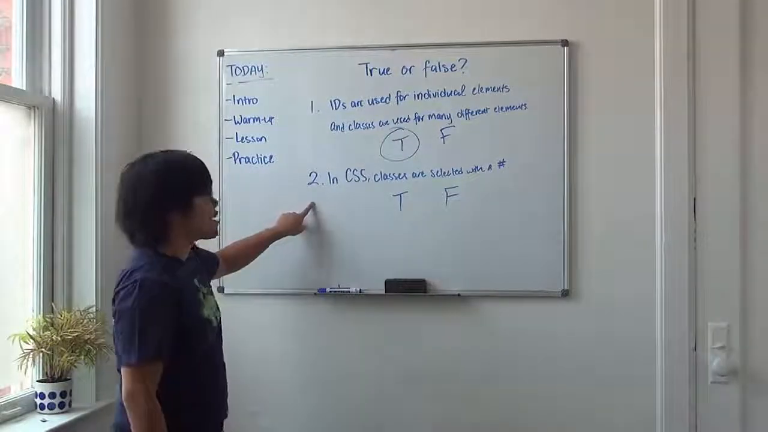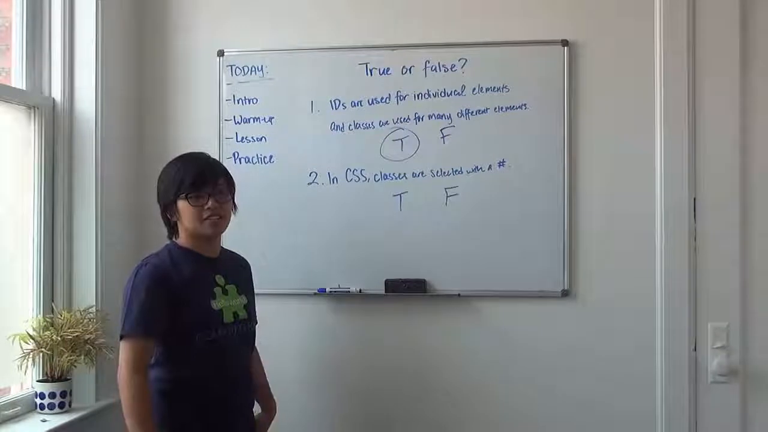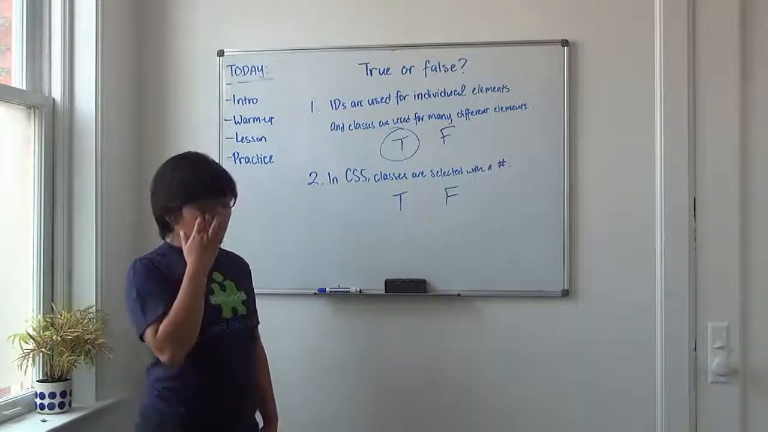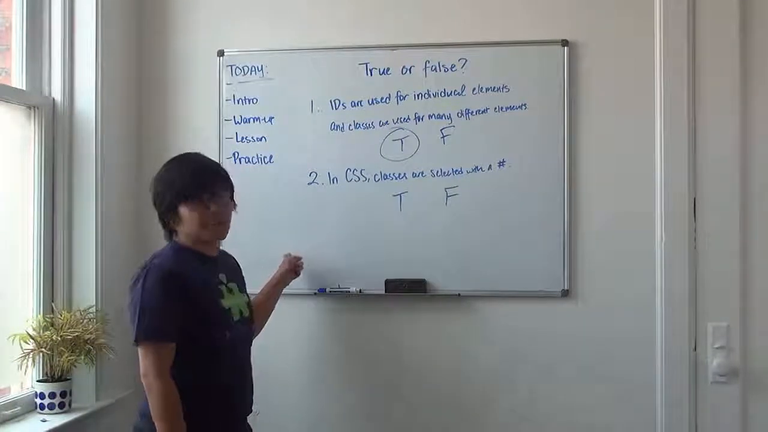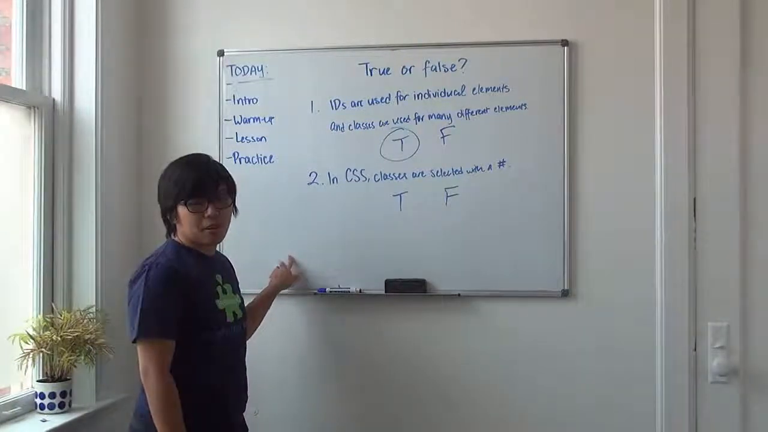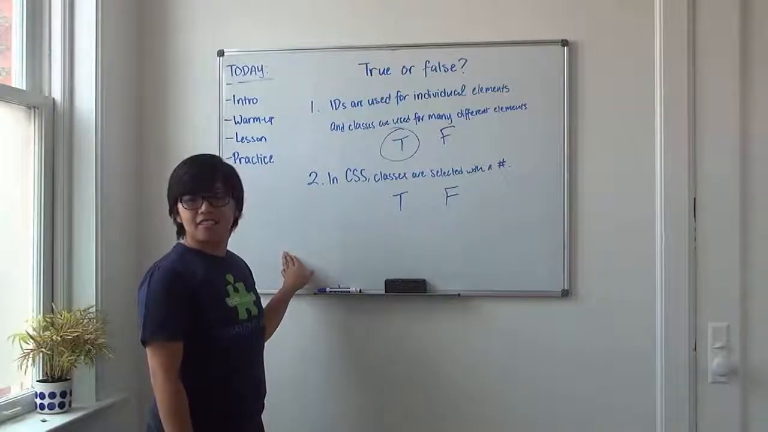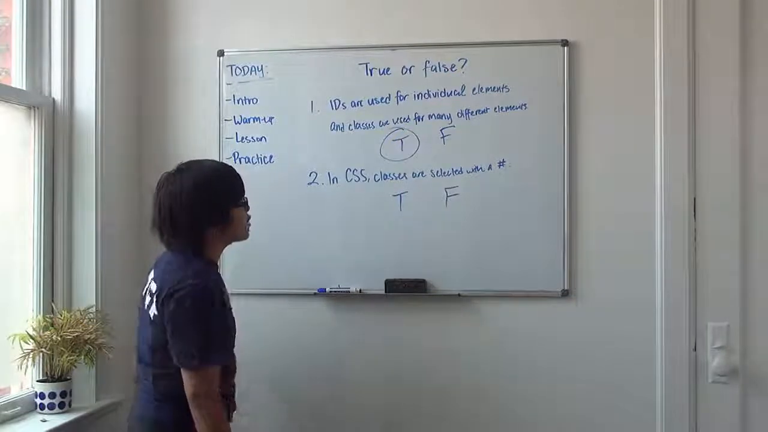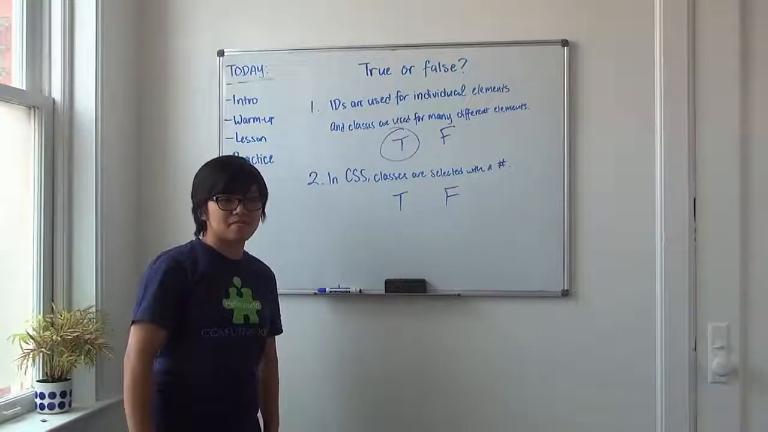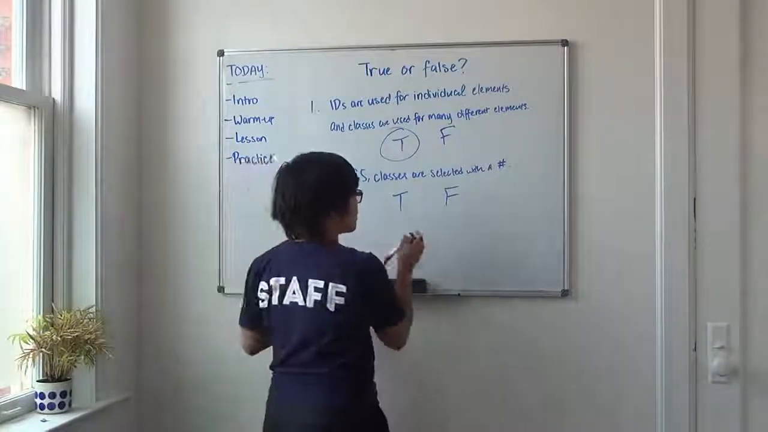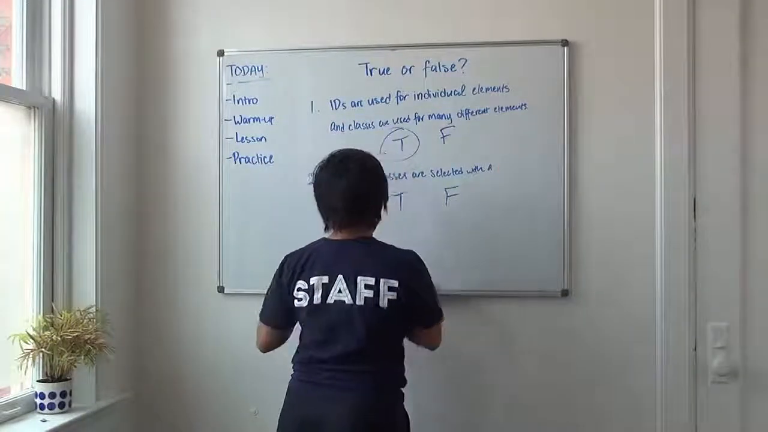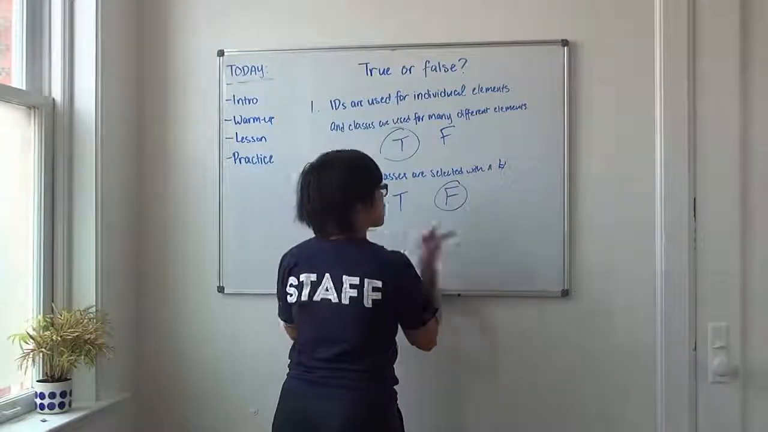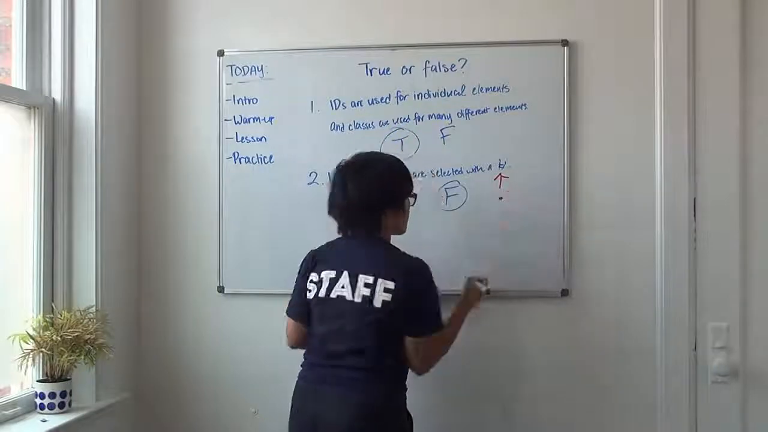How about this one? In CSS, classes are selected with a hashtag. True. Are you sure? Yeah, we used hashtag before. We did use hashtag, but remember we used hashtag to select IDs. Do you guys remember what we used to select a class? Some symbol. Not quite. I'll give you a hint. There's one at the end of the sentence. Period. Yeah, you use a period. So let's fix this up. So that's false. Select them with a period.